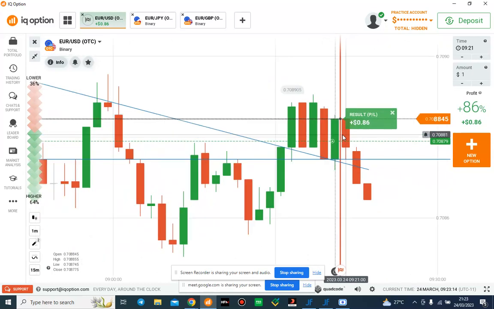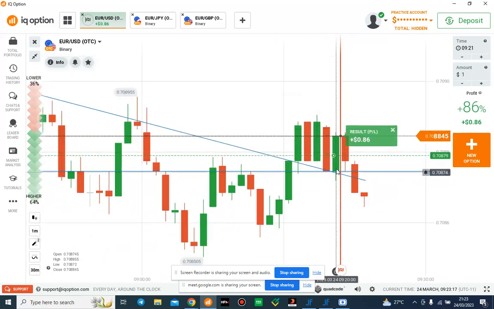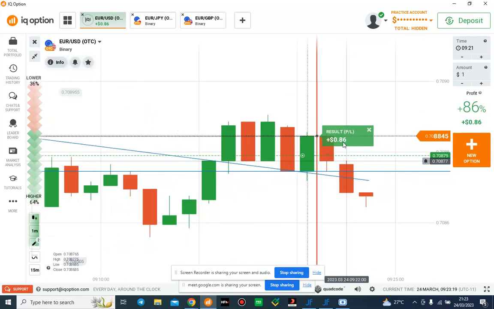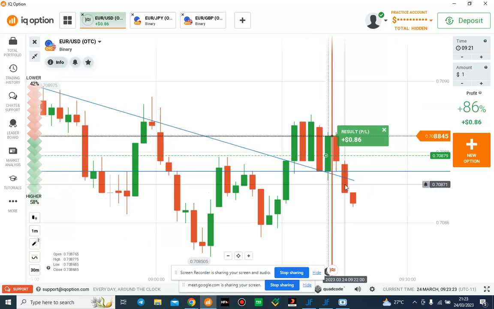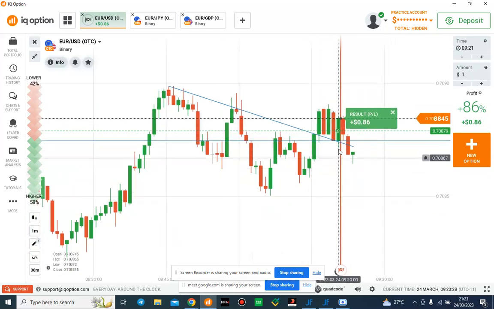Okay, I think this is a false breakout. I think this is just one entry of a real breakout, but this is a false breakout. See the candle come back, the price comes back to the range. That is a false breakout. Wow, I was wrong here.